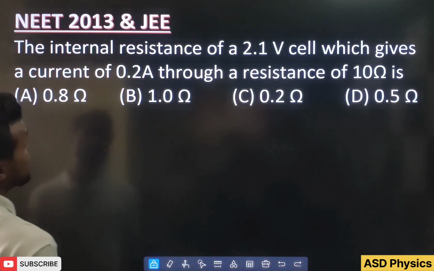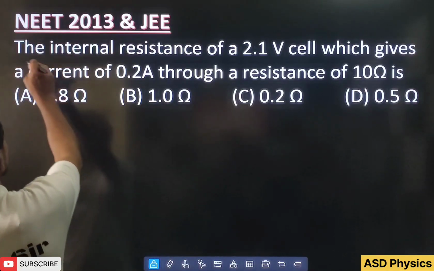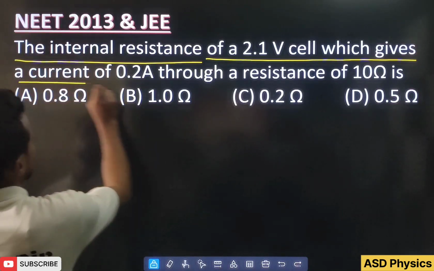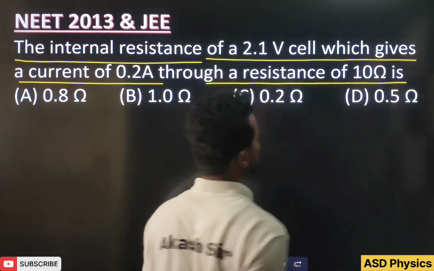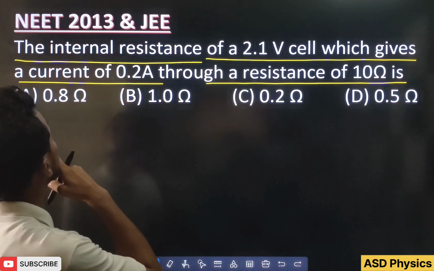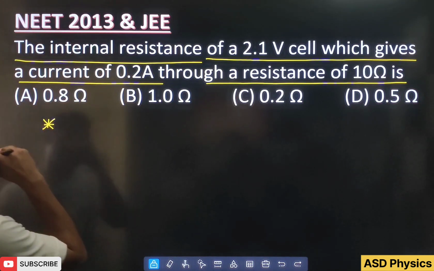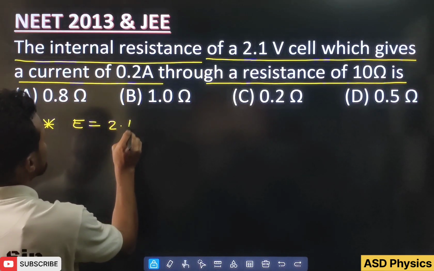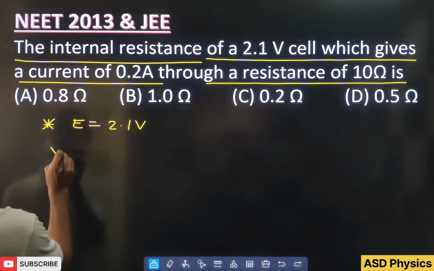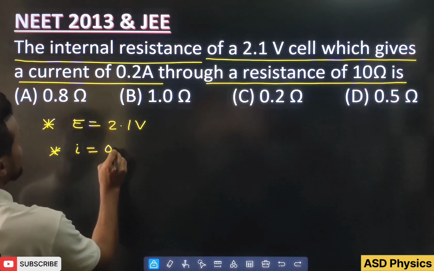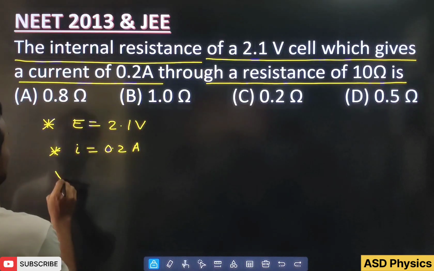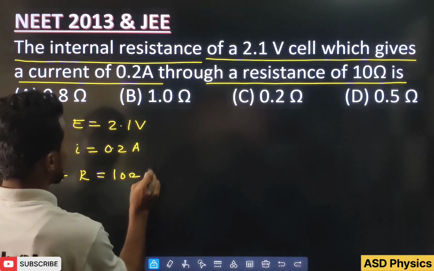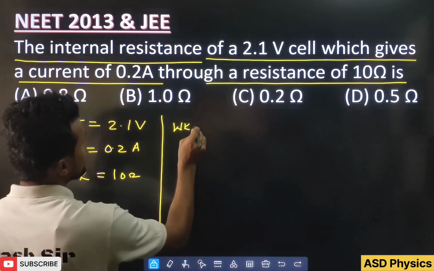Now the NEET 2013 question is this, okay. The internal resistance of a 2.1 volt cell which gives a current of 0.2 ampere through a resistance of 10 ohm, how much? They are asking for the internal resistance. Let me write the data given here. 2.1 volt means E is 2.1 volt. The current given is 0.2 ampere. And through a resistance, the load is connected, 10 ohm. So here also it is a discharging situation.